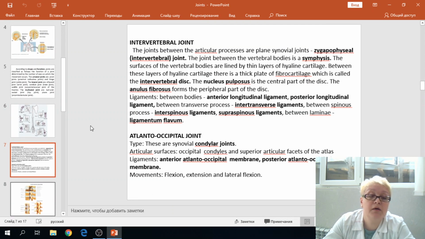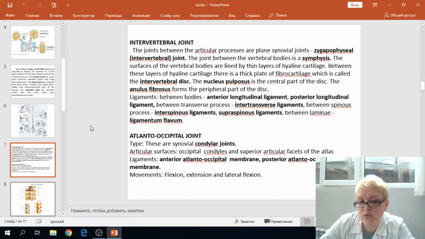So, intervertebral joint. Intervertebral joint is the joint between articular processes, the plane synovial joint. Another name of this joint is zygapophyseal or intervertebral joint. And the joint between the vertebral bodies is a symphysis. The surfaces of vertebral bodies are lined by a thin layer of hyaline cartilage. Between these layers of hyaline cartilage, there is a thick plate of fibrocartilage, which is called the intervertebral disc.